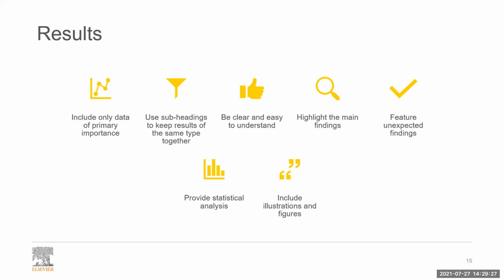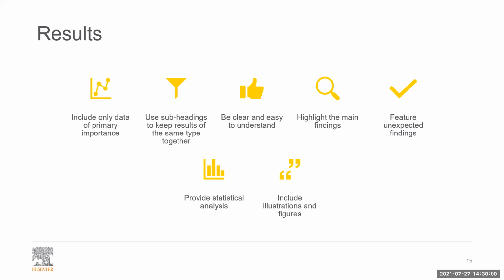Basically, you don't want to include data that is irrelevant to the point you are trying to prove. But you want to make sure you have that data available in case a reviewer asks for supporting information in that regard. Use subheadings to keep results of the same type together. This will just make the results easier to review and read. And then you want to number the subsections for the convenience of internal cross-referencing.